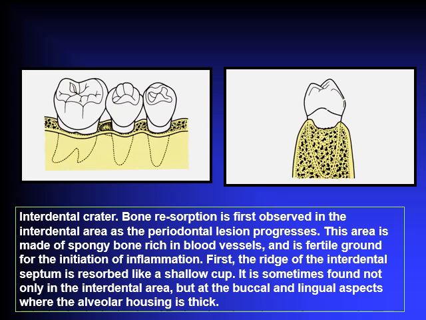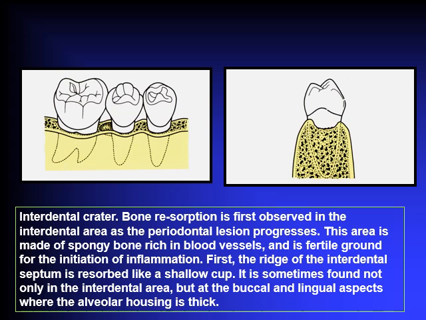In the figure, on the left side or the right side, interdental crater bone resorption is first observed in the interdental area as the periodontal lesion progresses. The area is made of spongy bone. Spongy bone in the interdental crest. This is made of spongy bone.